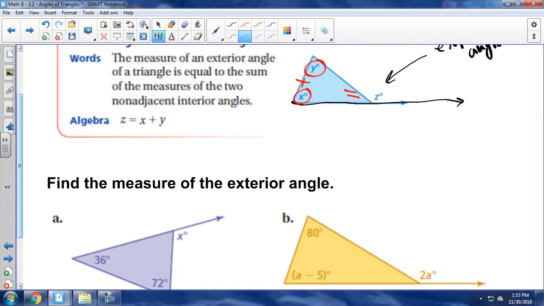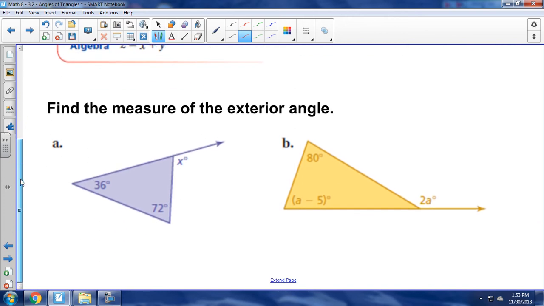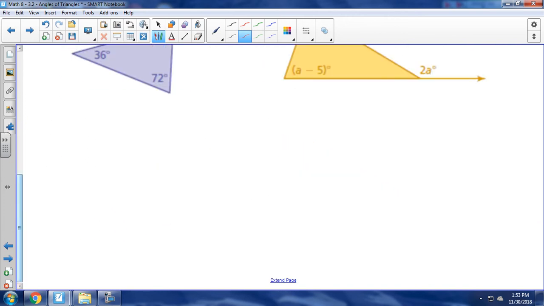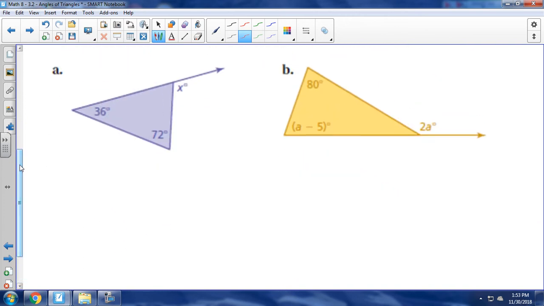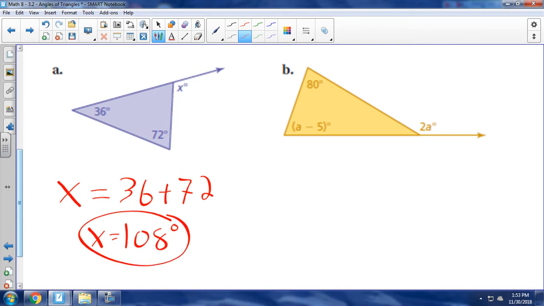So let's just look at an example and try one, and then we'll do a now you try. It's pretty simple. What's the exterior angle here? X, right? So X is going to equal what plus what? What are the two interior angles? Rachel? 36. Pretty straightforward. Add 36 and 72 and you are done. That's going to be 108. So X is equal to 108 degrees, okay?